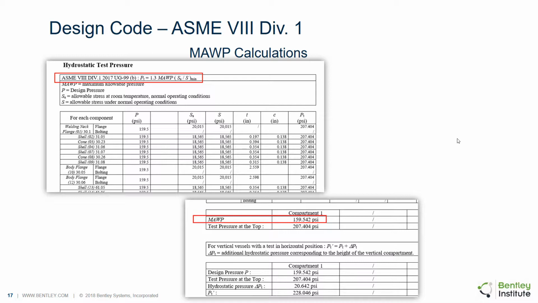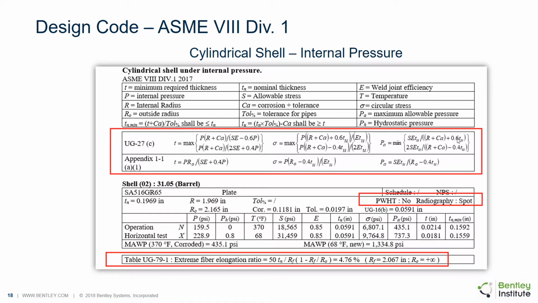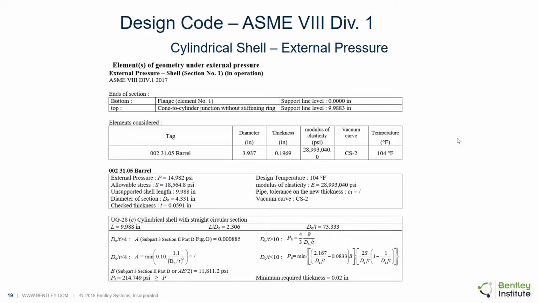The test pressure accounts for the vertical equipment being tested in horizontal condition by adjusting for the hydrostatic head. The calculations for each component are clearly illustrated in the report with code references and equations. The cylindrical shell calculations shown above include thickness verification and extreme fiber elongation check in accordance with UG 79-1. The external pressure calculations involve evaluation of maximum allowable external pressure and verification that the external pressure applied is acceptable.